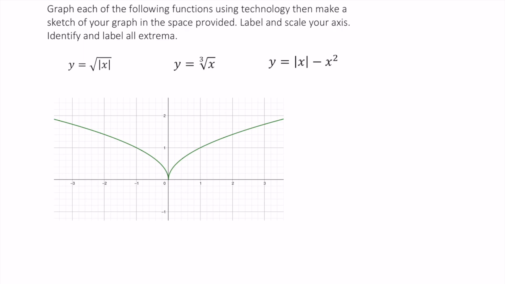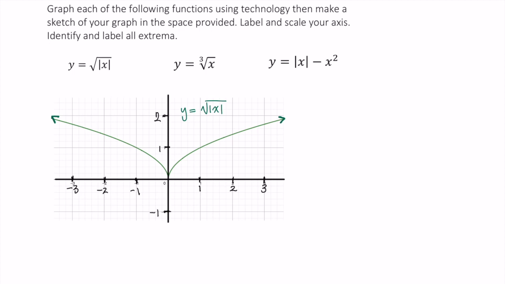Okay, so as you can see here, I have my sketch of y equals the square root of the absolute value of x. And when I say label and scale, I mean the numerical label should be clearly visible. I'm going to quickly trace over mine since everything is kind of small. So 1, 2, 3, and so on. So on your own paper, make sure things are clearly labeled and scaled, especially those of you in my classes. I'm going to be looking for these things when I grade your work.